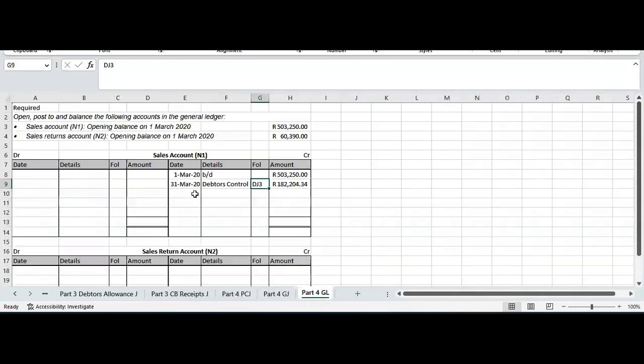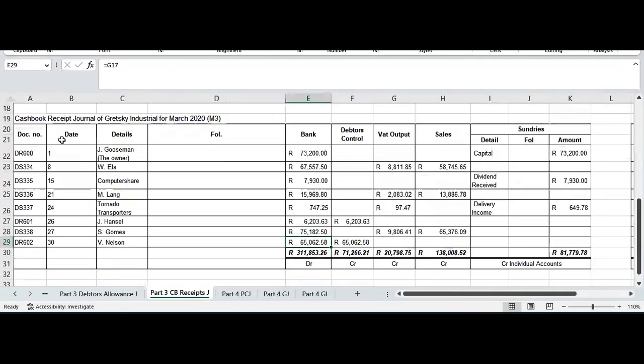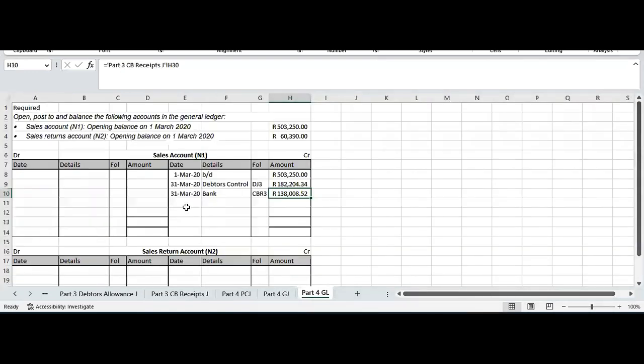See, it's the 182. Another thing that will obviously increase your sales account is the money that goes to the bank for your cash sales. So in your cash book receipts, that's the way you are going to find that total. Okay, and that total for cash book receipts was 138. Let's go and look at cash book receipts again. So in your cash book receipt journal, you are going to look for the column that says sales, and then you are going to copy that total to your general ledger. Okay, and those are the only things that can affect our general ledger on the credit side.